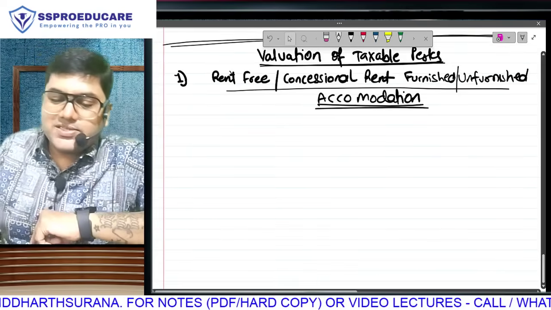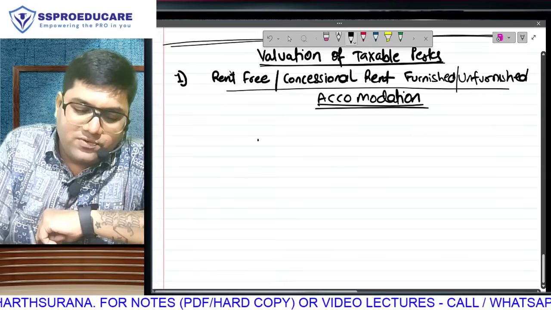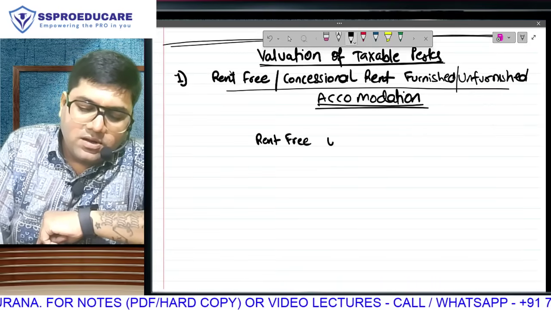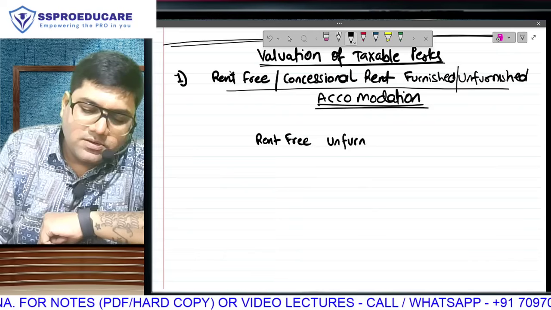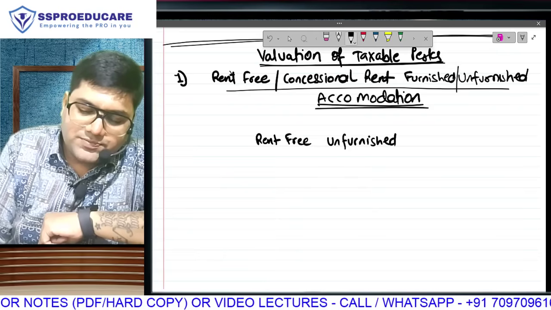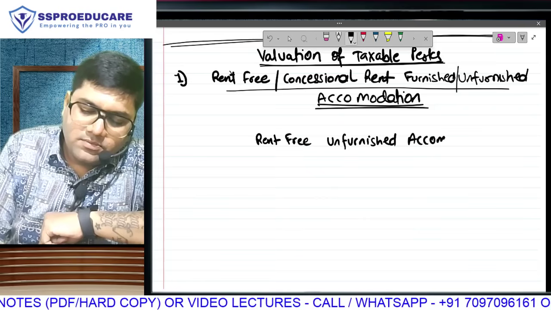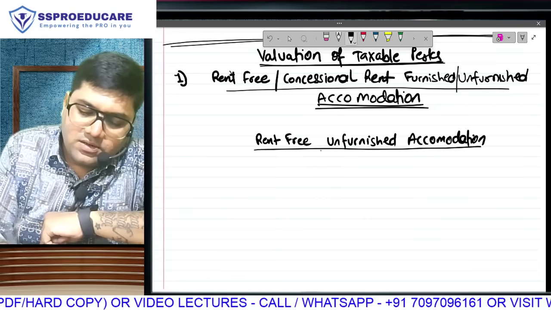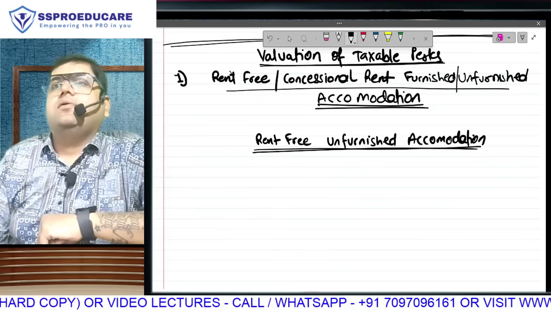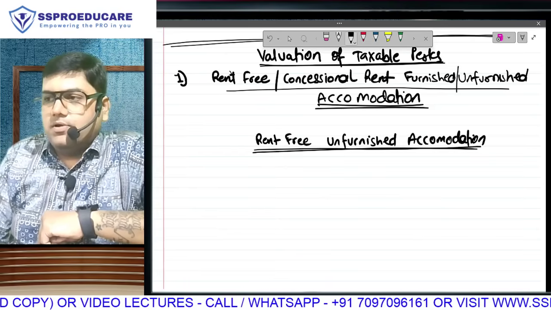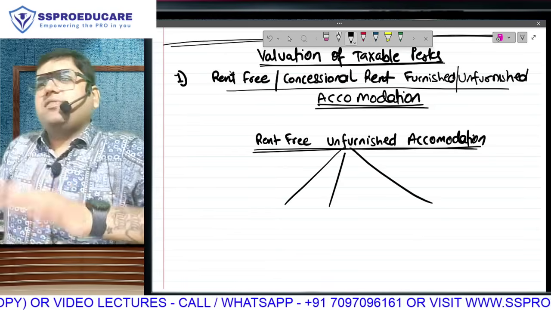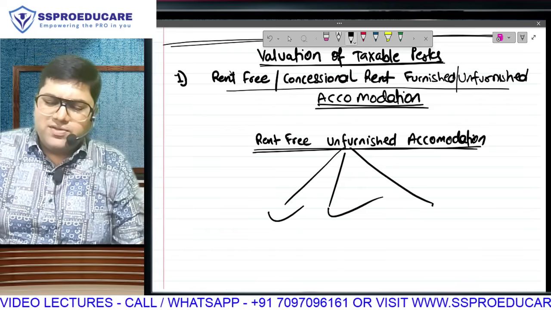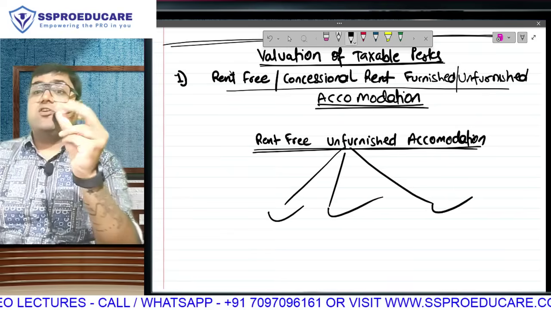The chart first starts by giving us the value of rent free unfurnished accommodation. First valuation is that. What is the first thing? Rent free unfurnished accommodation. There is a chart, and whatever is there in the chart, we will learn. Whatever value we get is the value of rent free unfurnished.